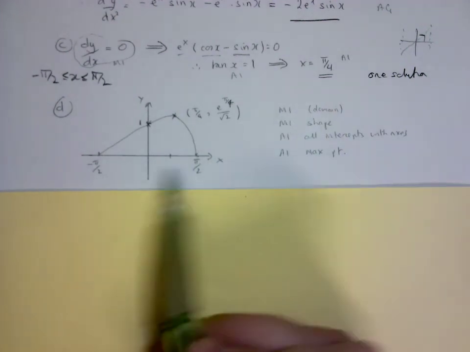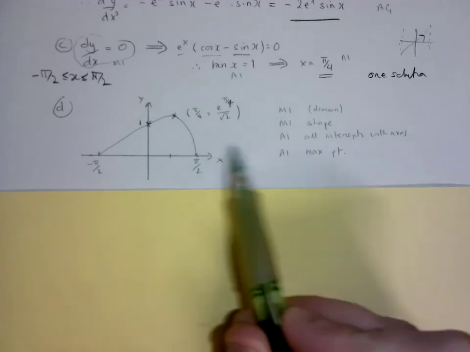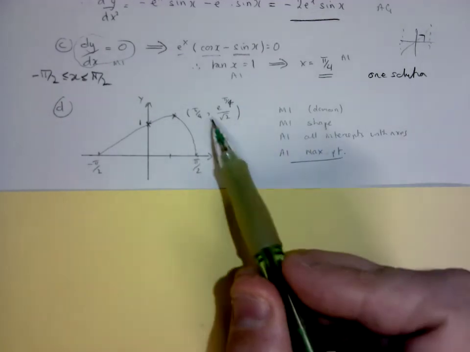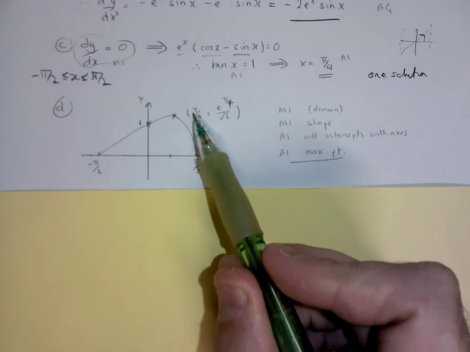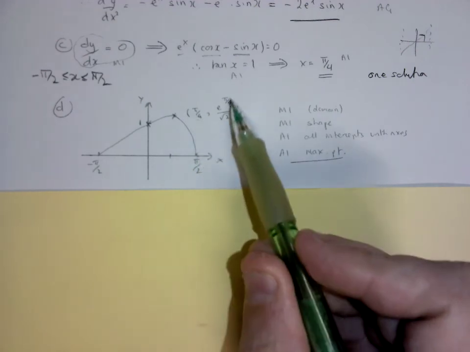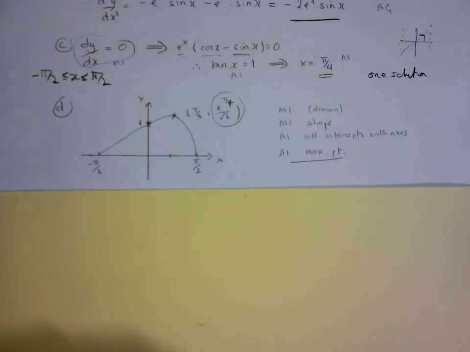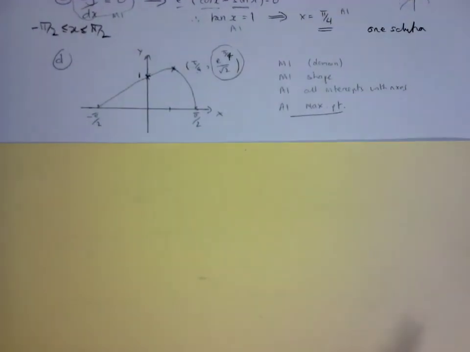Marks given, one for the appropriate domain, one for the shape, one for the intercepts, and one for the maximum point there, which I can work out, of course, by substituting x is pi on 4 into the original function. So I've got all the information on my sketch there for my 4 marks.